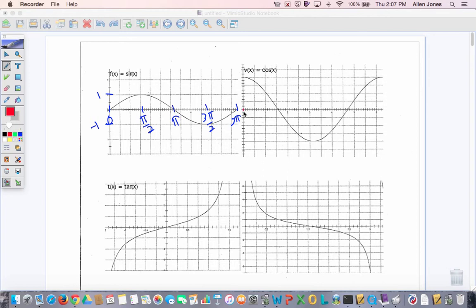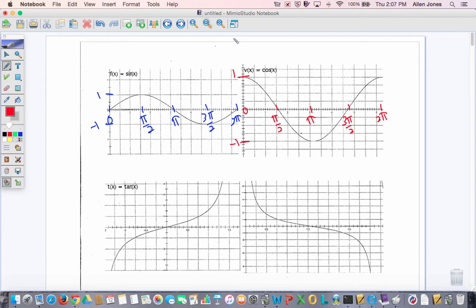So cosine also starts over here at 0 on the x-axis, has a quarter point down to the x-axis at pi over 2, a midpoint at its lowest point at pi, 3/4 point back up to the x-axis at 3 pi over 2, and the end of 1 period at 2 pi. Cosine also goes up to 1 and down to -1.